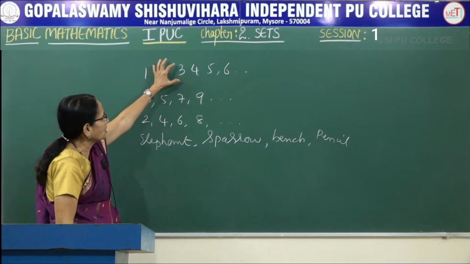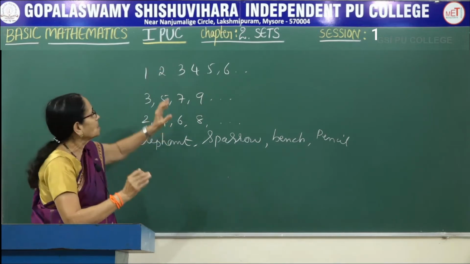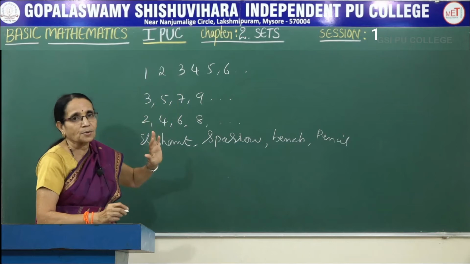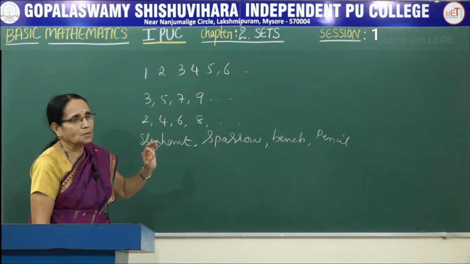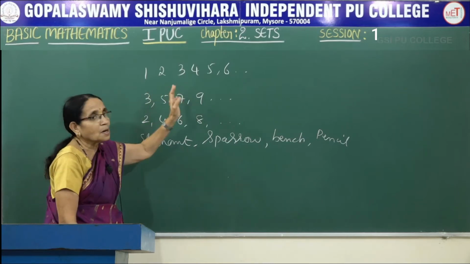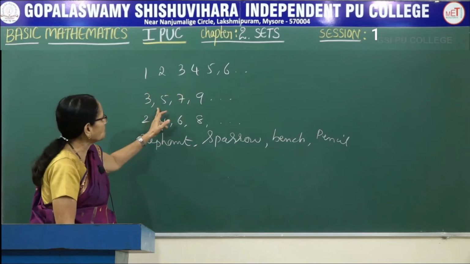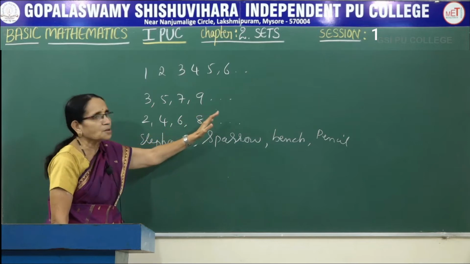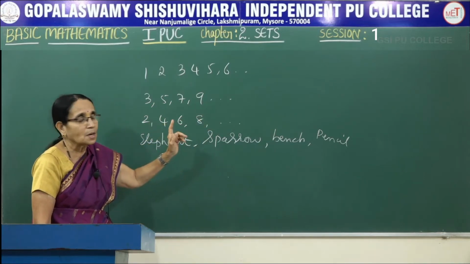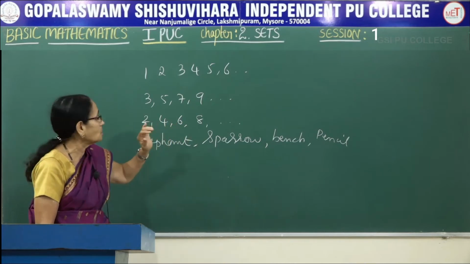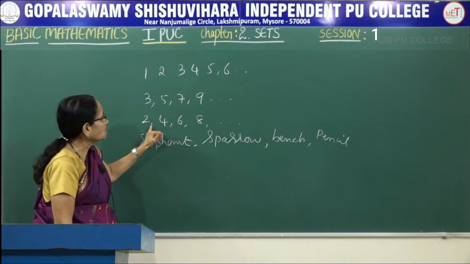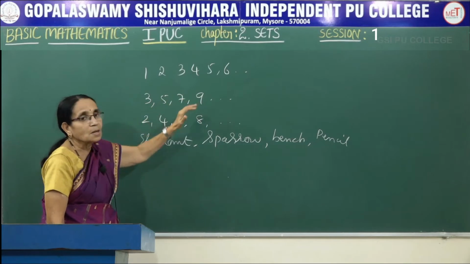I have collected some quantities here. You can see 1, 2, 3, 4, 5, 6. What type of numbers are they? We call them natural numbers. Come to this one, 3, 5, 7, 9, etc. What type of numbers are they? Odd numbers. What are 2, 4, 6, 8? They are even numbers. So, these are all odd numbers, these are all even numbers, these are all natural numbers.